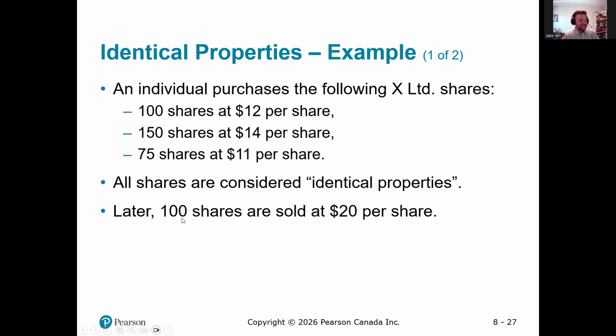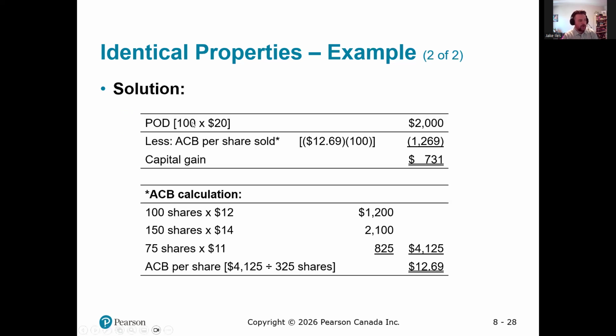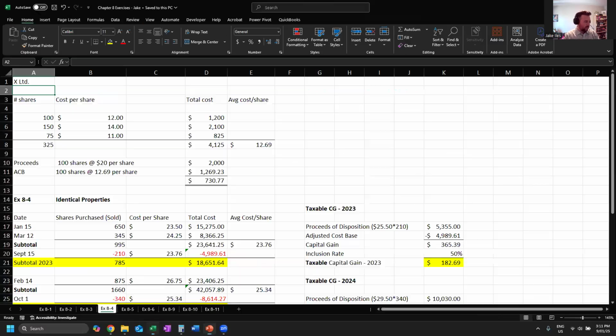So later we sell these shares for $20, or at least we sell 100 of them for $20. What was our outcome? What was our effect? So when we sell 100 shares for $20, our proceeds of disposition is $2,000. So our ACB, this shows it here. I have it on the spreadsheet. That might be easier to see.